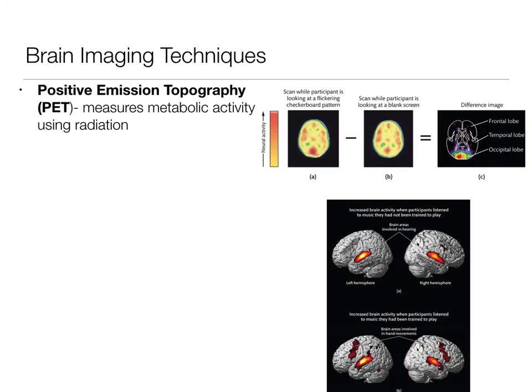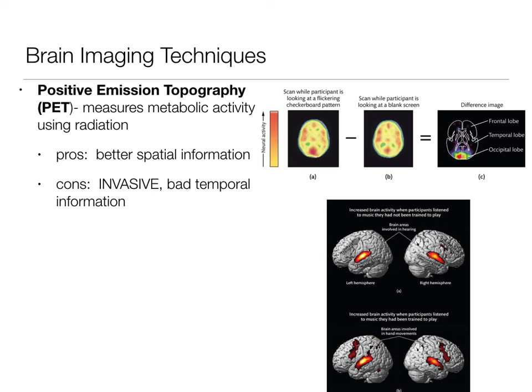PET measures metabolic activity using radiation. It's going to give us better spatial information, but the problem is it's really invasive. You actually have to ingest radioactive materials. Not highly radioactive, not like they're going to hurt you, but it's still more invasive than EEG, NIRS, or the next one we'll talk about as well. But we're getting better spatial information because we're able to use where the radiation is to measure things.